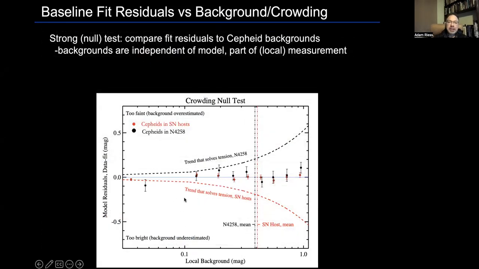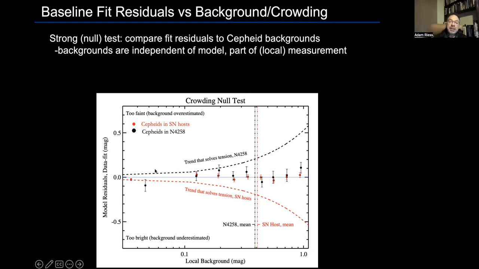Another one is a null test where we look at the residuals from the global fit to the distance ladder versus the local background measurements. Now, if we were overestimating the background in the supernova galaxies, then we would expect the data points to follow the red line.